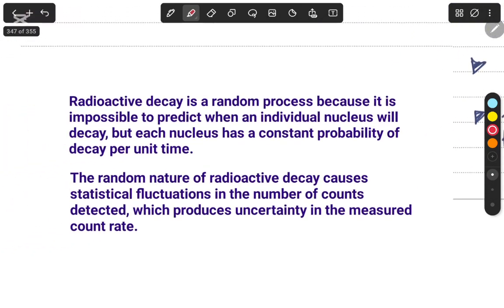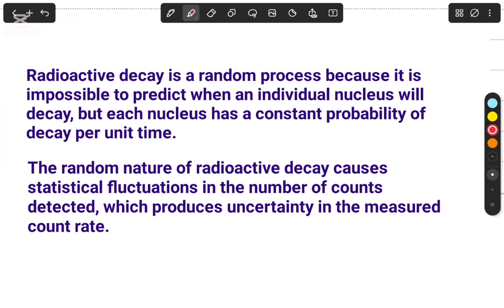But what does that mean? Now we have to understand one thing. Radioactive decay is a random process. It means that it is impossible to predict when a nucleus will decay. But we know that each nucleus has a constant probability of decay per unit time, which is the lambda. You remember the decay constant? That is what the decay constant tells us. The probability of decay of a nucleus is constant regardless of how long it has existed for. The second thing, it is impossible to predict when an individual nucleus will decay.